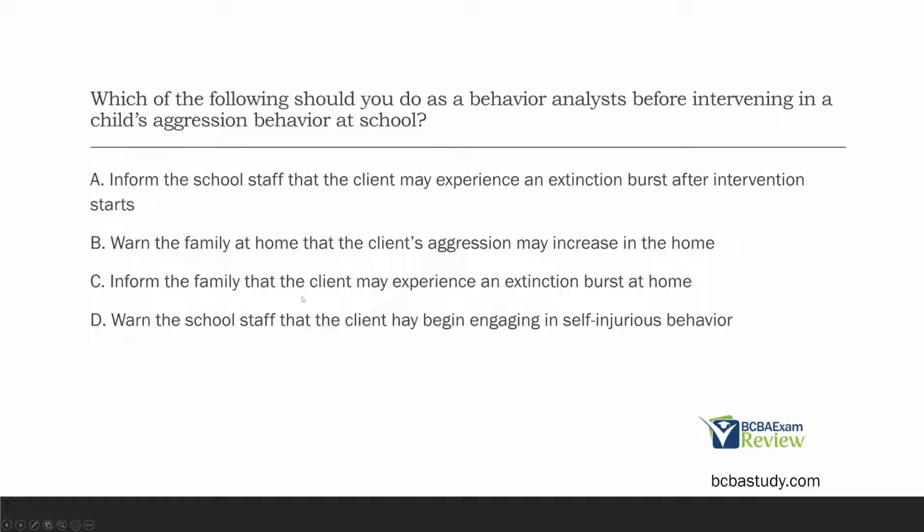C, inform the family that the client may experience an extinction burst at home. Again, same problem with A. We're not talking about extinction. We've never mentioned extinction. We're just talking about an intervention. And then D, warn the school staff that the client may begin engaging in self-injurious behavior. Again, we're adding stuff there. Why would the client suddenly start engaging in self-injurious behavior if we're targeting aggression? That doesn't follow with what the question was asking. The best answer here is going to be B, warn the family at home that the client's aggression may increase in the home.